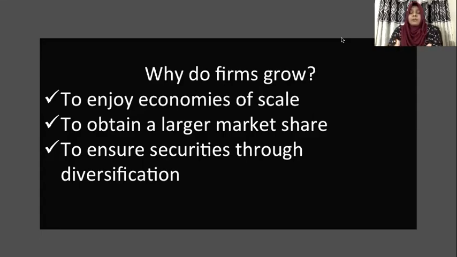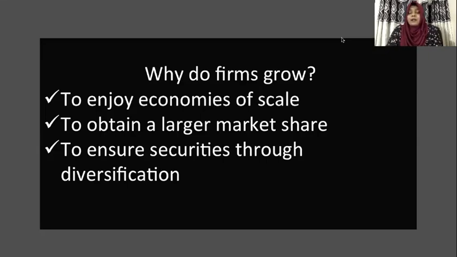How might a large firm enjoy economies of scale? Economies of scale is actually another topic that we'll be covering in detail, but let me give you a brief introduction. For example, large firms will be able to get access to finance easily, because large firms will have a lot of valuable assets with them. As a result, they can get loans and other financial support easily based on the value of assets they have.